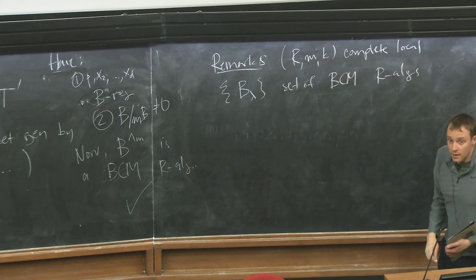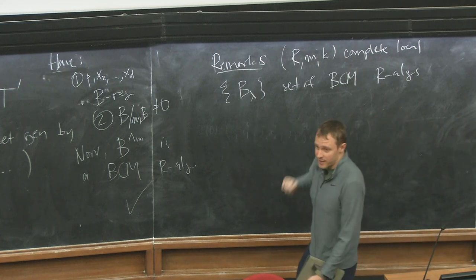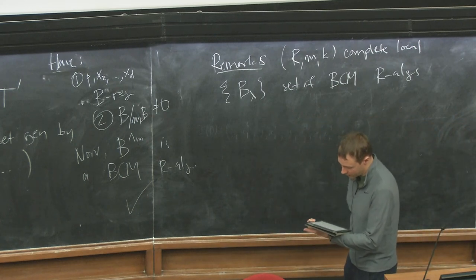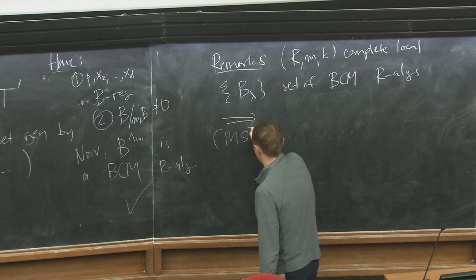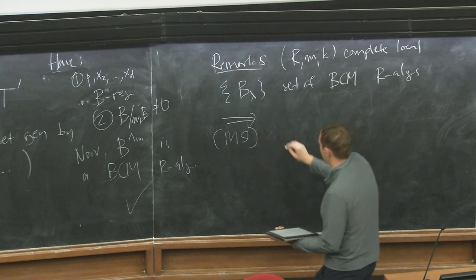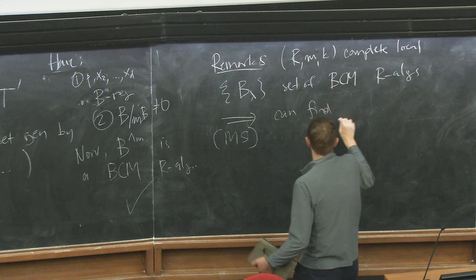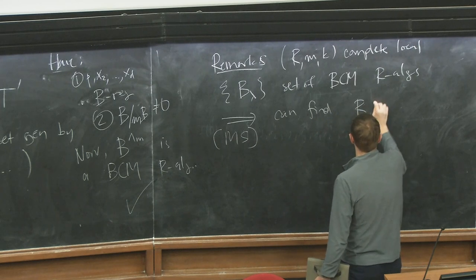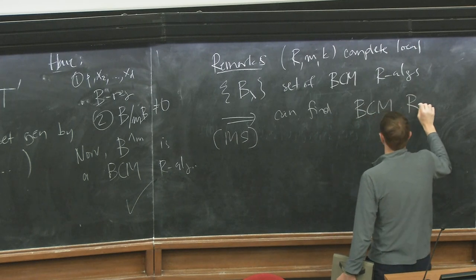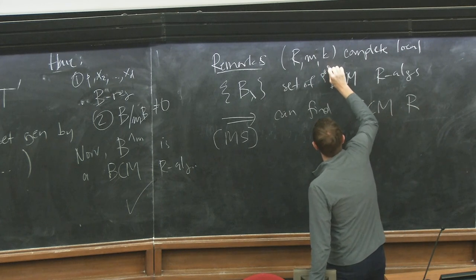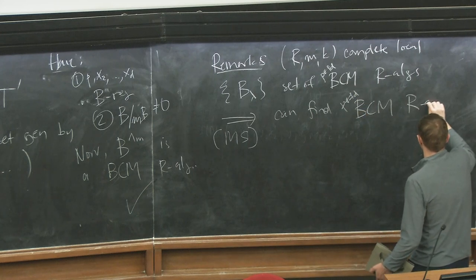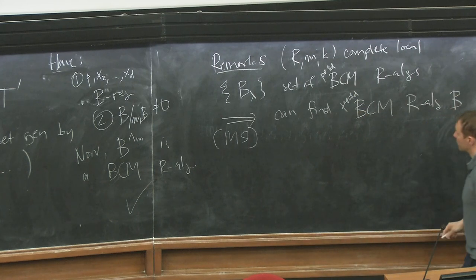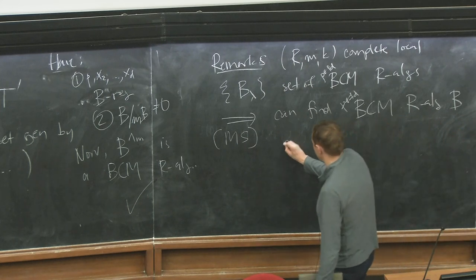Right, so at this point, we know BCM R algebras exist, right? So if I give you some collection of them, Mann Schwed showed that you can find a perfectoid BCM R algebra B dominating all of them.